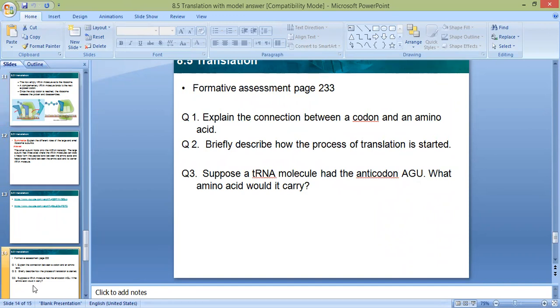Now let's answer the questions here. Explain the connection between a codon and an amino acid. What is the connection between codon and amino acid? Iyad, can you please answer us? The 3 nucleotides are one codon, and this codon transfers amino acids. Bravo. Not transfers, it codes for an amino acid. Each codon codes for an amino acid.